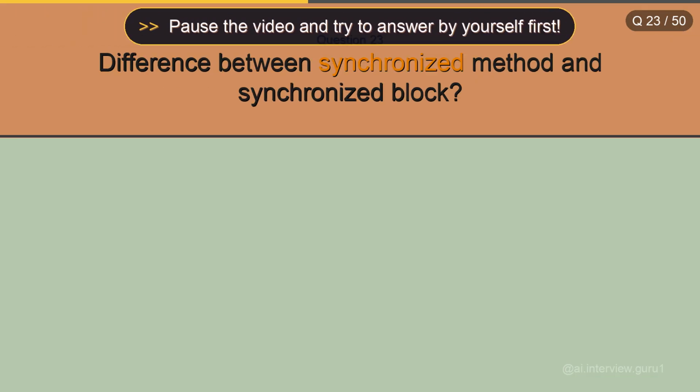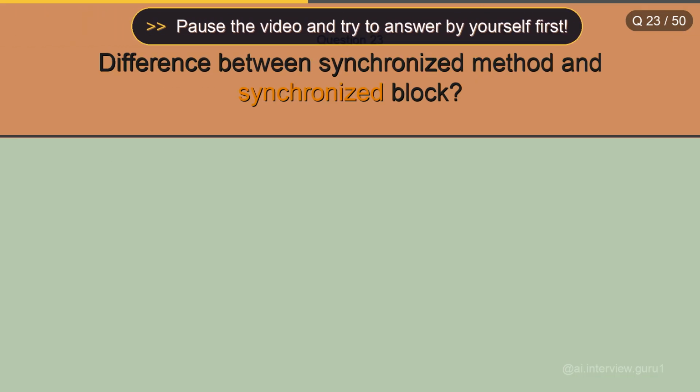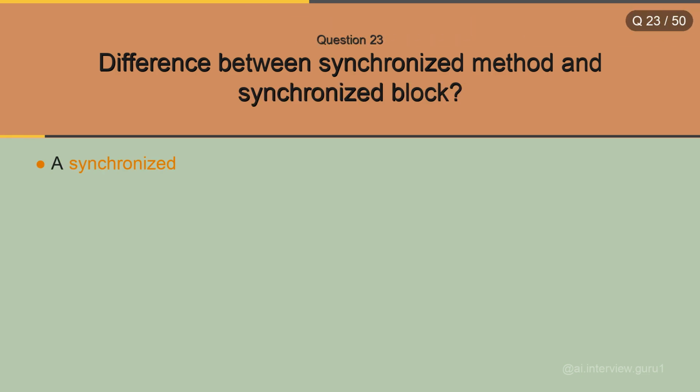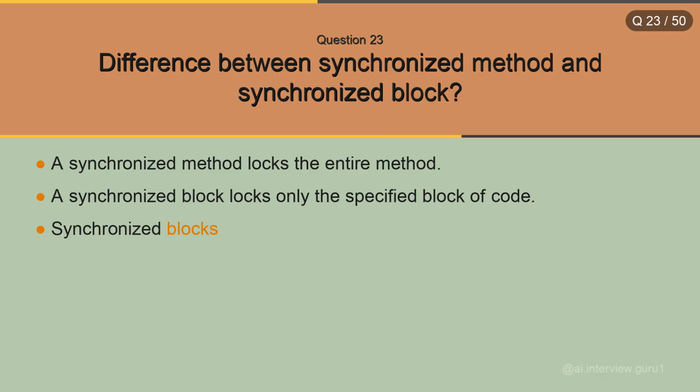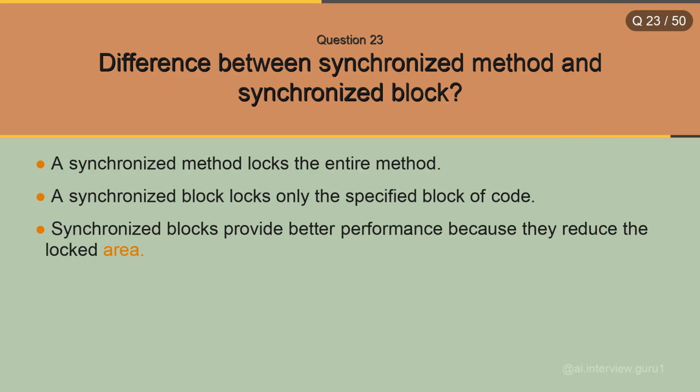Difference between synchronized method and synchronized block. A synchronized method locks the entire method. A synchronized block locks only the specified block of code. Synchronized blocks provide better performance because they reduce the locked area.